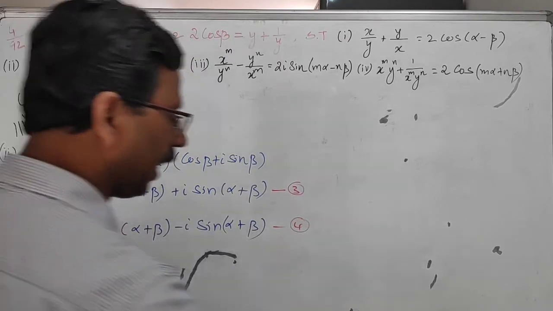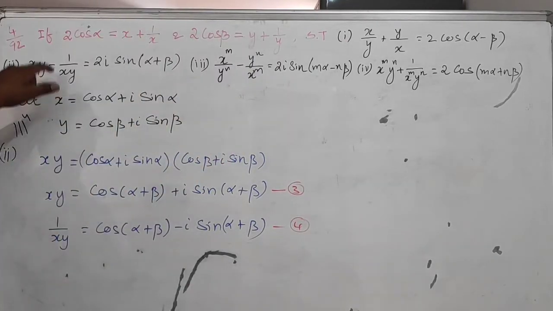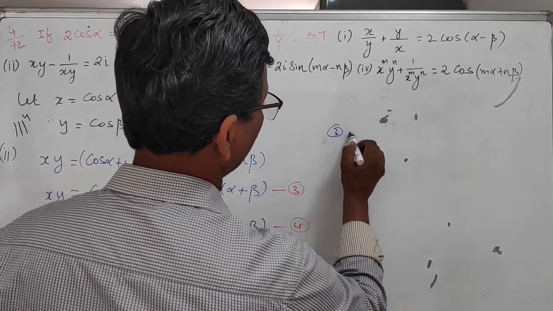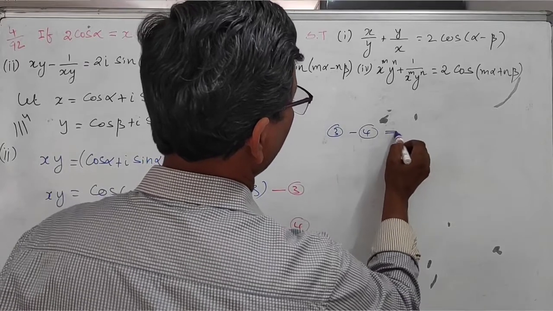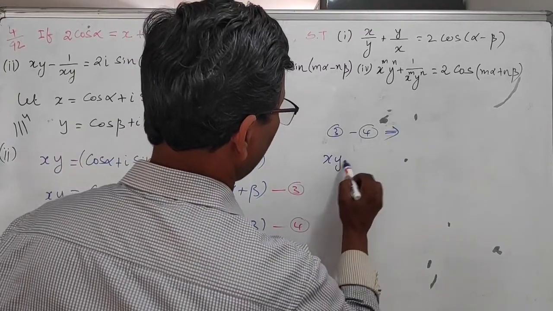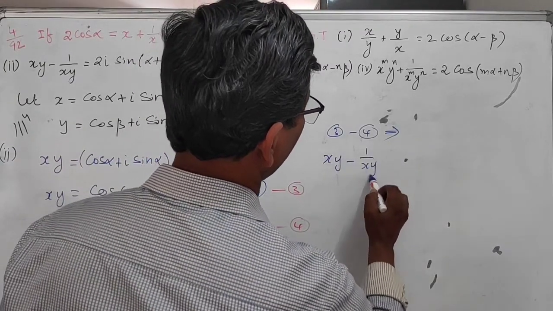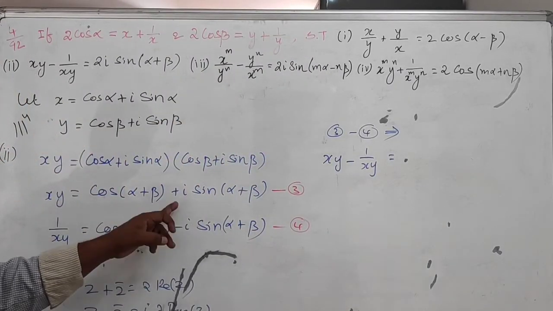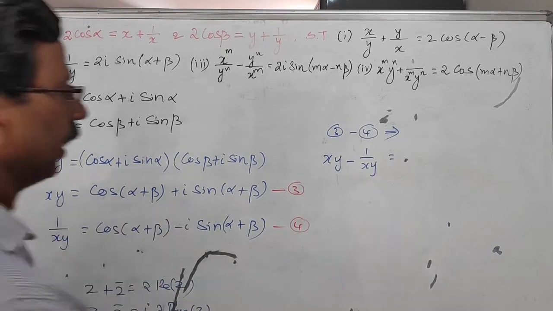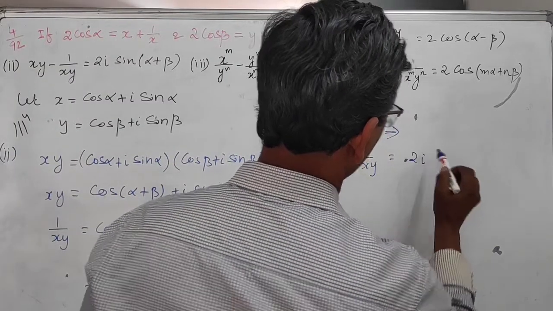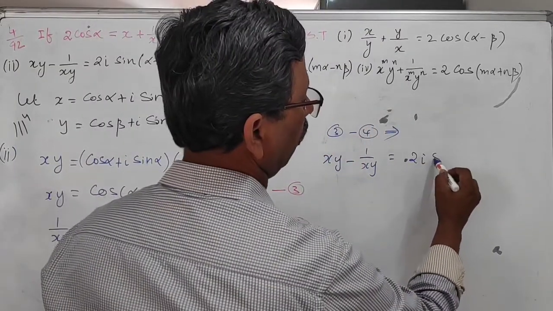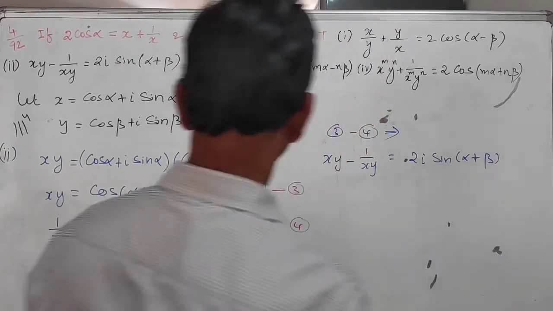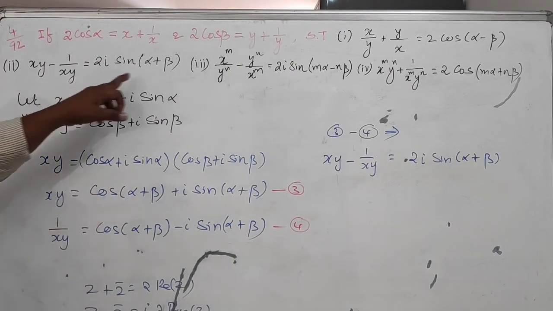Now, whether you have to add or subtract, look here, it is minus, therefore you have to subtract. Now, we can write 3 minus 4 implies xy minus 1 by xy is equal to, these two getting cancelled, this minus this means minus plus 2 times. Therefore, 2 times i into sin of alpha plus beta. This is the required result.